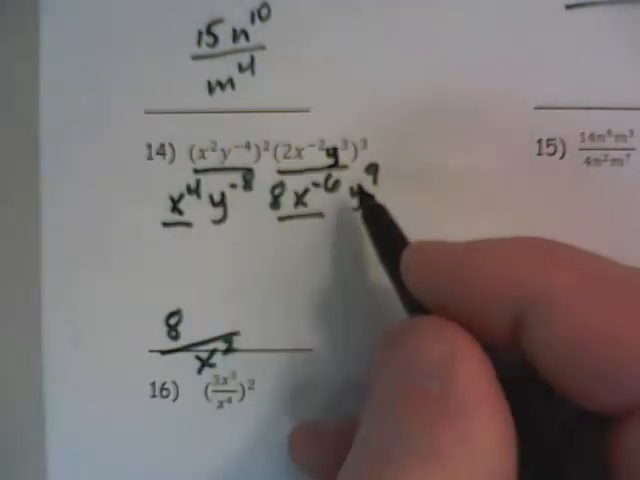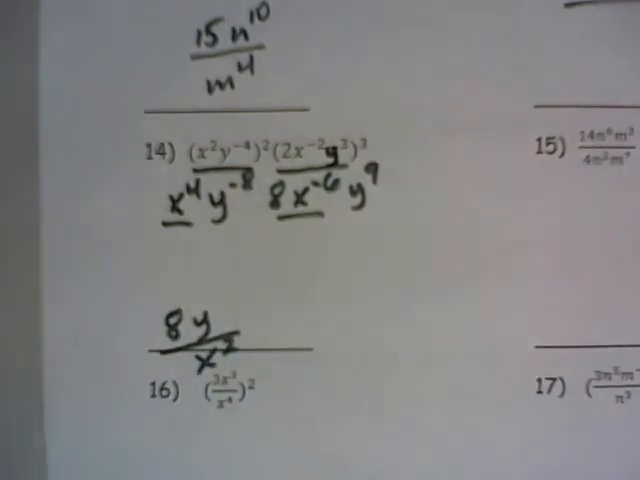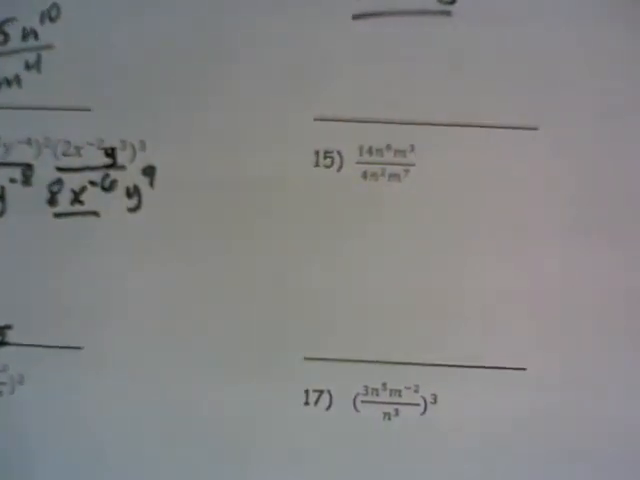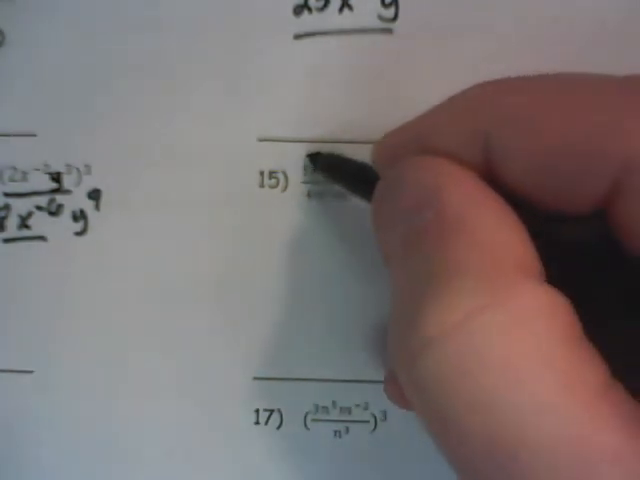And then when I take y to the negative 8th times y to the 9th, that's y to the first power. It's a positive, so it'll stay on top. And it's just going to be 8y over x squared for number 14. We move on to number 15. I'm going to simplify this fraction.